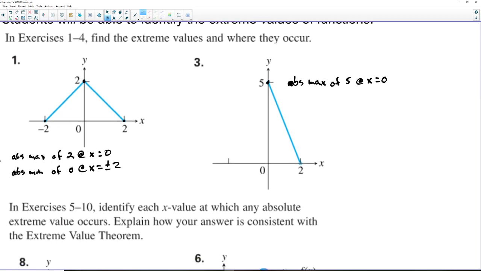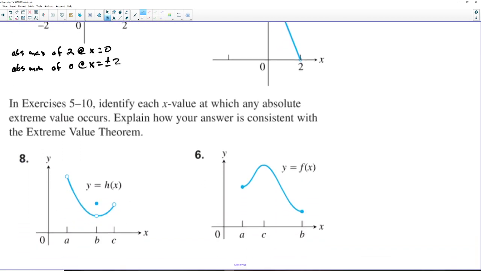In exercises 5 through 10, identify each x value at which any absolute extreme value occurs. Explain how your answer is consistent with the extreme value theorem. Well, there's no maximum value because that function will increase forever. There's no local maximum value here because that function will increase forever. And this function is decreasing forever at b. So we have no minimums and no maximums on this graph at all.